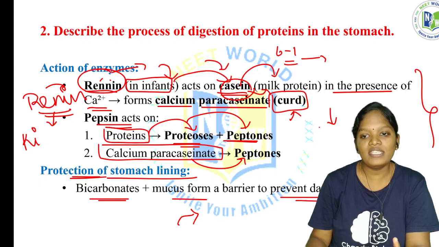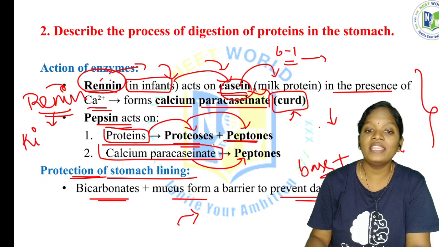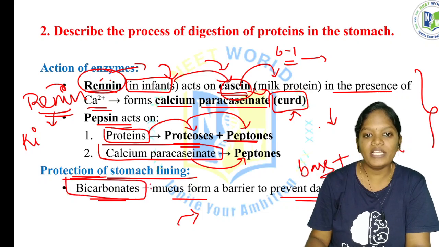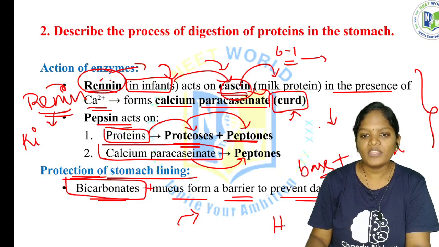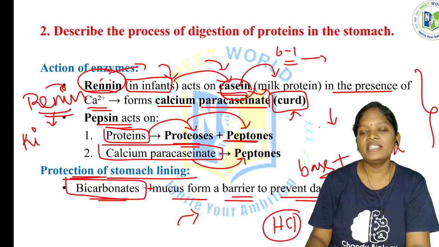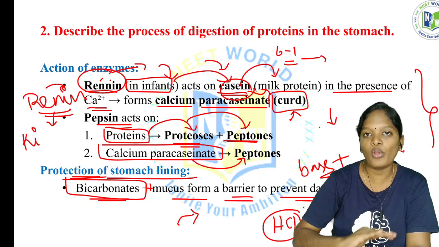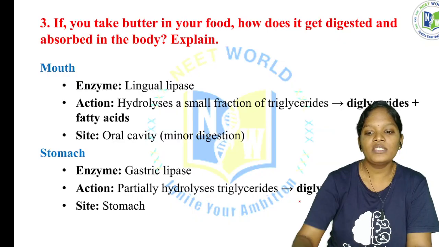We know that HCl is an acid, and that has to be neutralized by a base. When it is mixed with the base, it gets neutralized, and that base is nothing but bicarbonates. So the bicarbonates plus the mucus form a barrier. If there is no mucus lining, the HCl can easily erode the gut lining, so that is why there is a proper covering which is called mucus. Right? Okay, so that's all about this question.